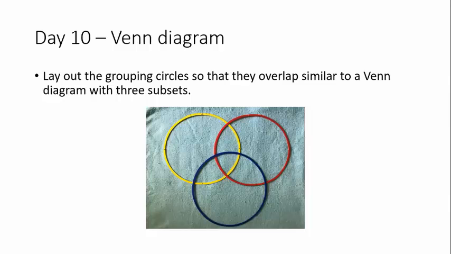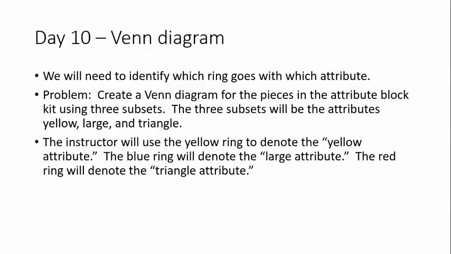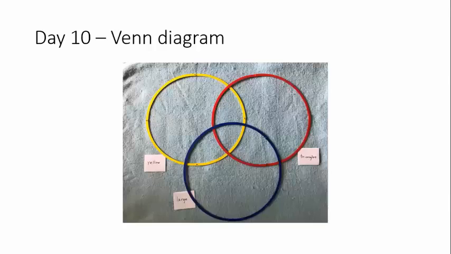We're going to lay out the grouping circles so that they overlap similar to a Venn diagram. So we need to identify which ring goes with which attribute. So the problem is, again, create a Venn diagram for the pieces in the attribute block kit using 3 subsets. The attributes that we are using are yellow, large, and triangle. So I'm designating the yellow ring to denote the yellow attribute. The blue ring will denote the large attribute, and the red ring will denote the triangle attribute. I have labeled them here in this picture so that we can remember.